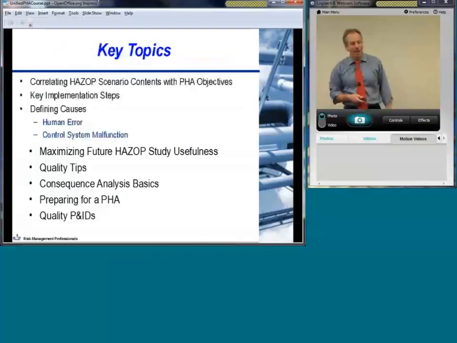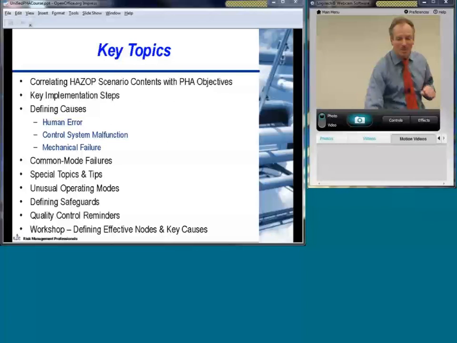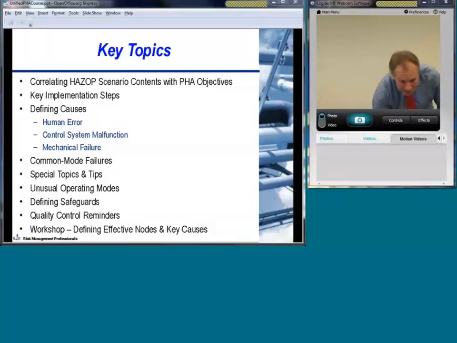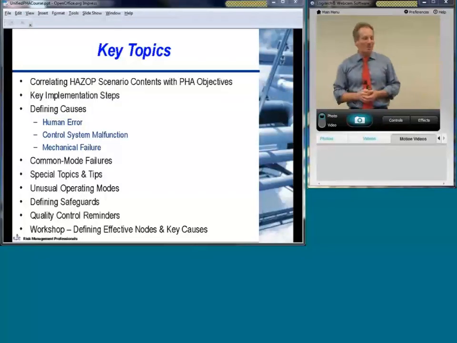For this current module, key topics. Okay, good. Key topics for today are going to be correlating the HAZOP study scenario contents with PHA objectives, key implementation steps, defining causes. I'm going to have to take 30 seconds to retool here, guys. Excuse me. What we're going to do is I'm going to pull this. And thank you for your patience.